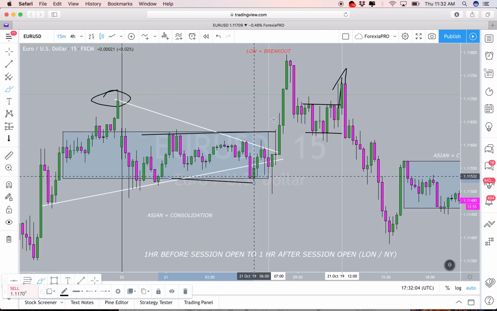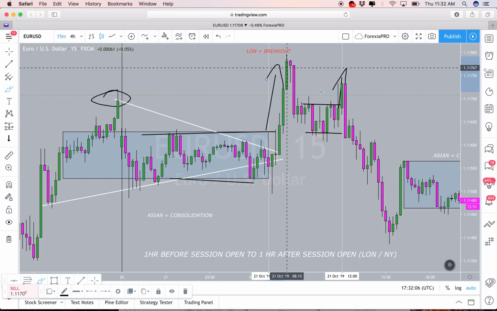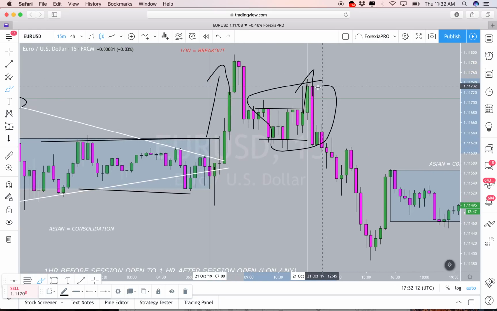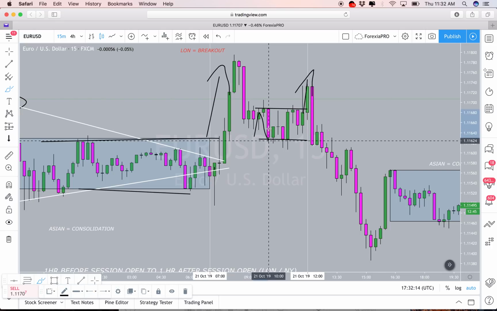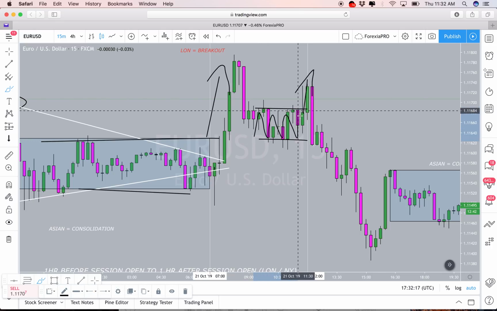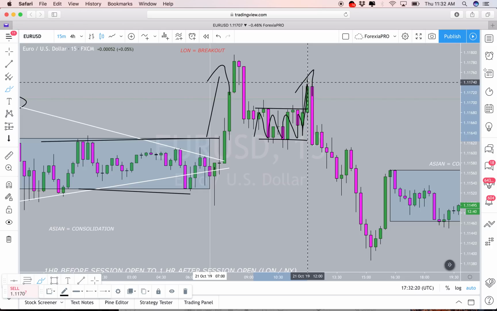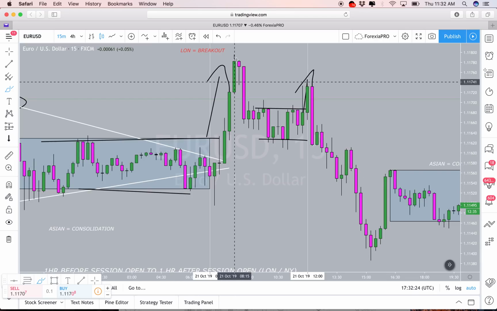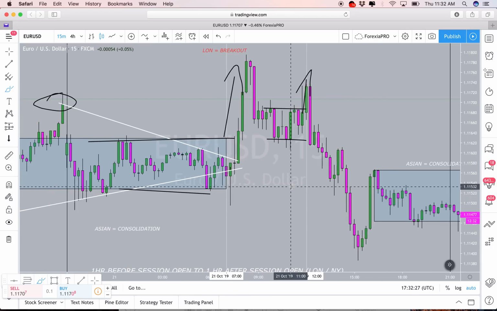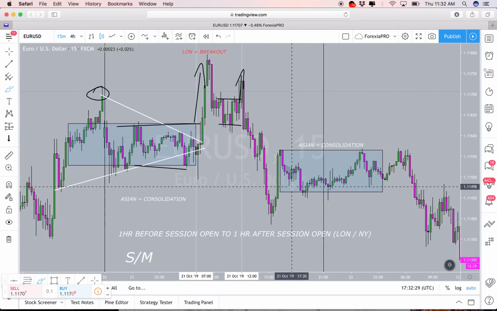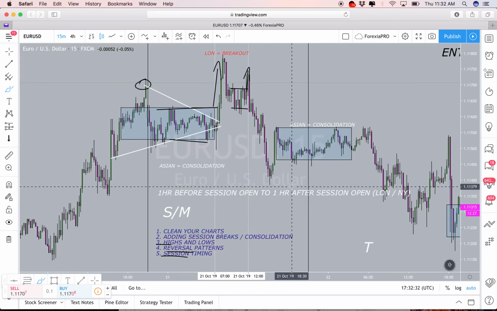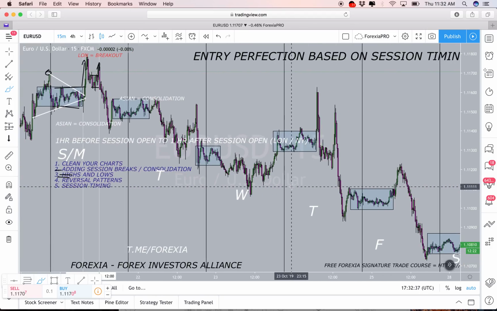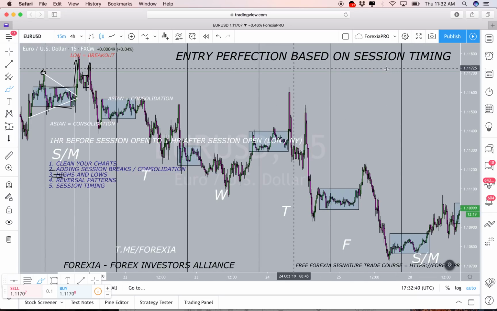Consolidate, induce, break out, reverse. And then microcosm, the same thing over. Consolidate, tight range, breakout New York session, reverse. Consolidate, tight range, signature trade, breakout London session, reverse. Okay, this is how you get a perfect entry based on session timing every single time.